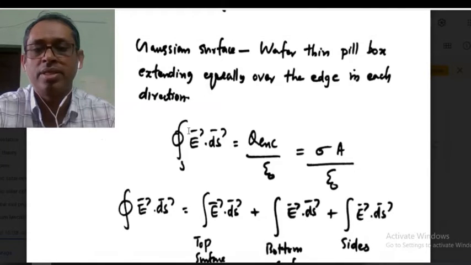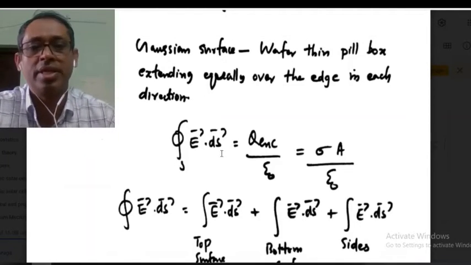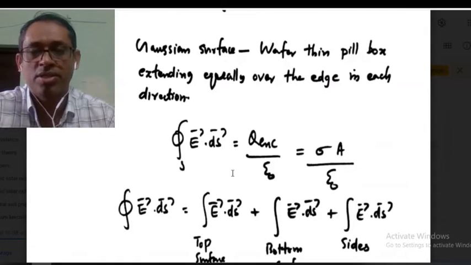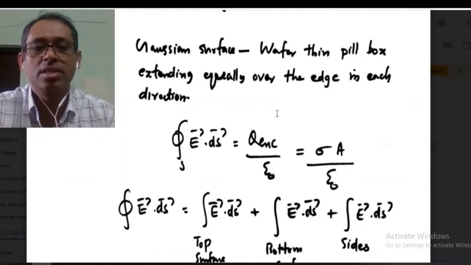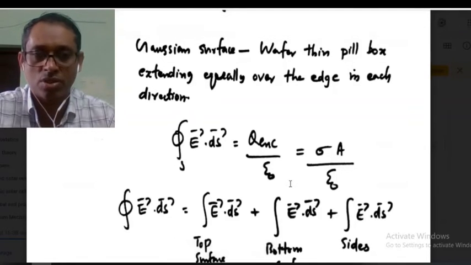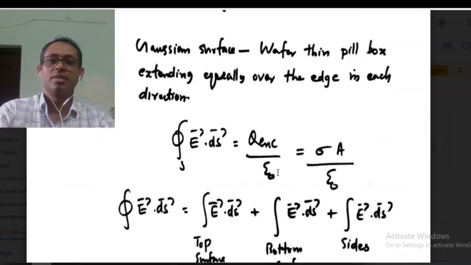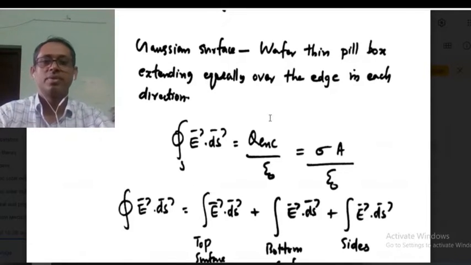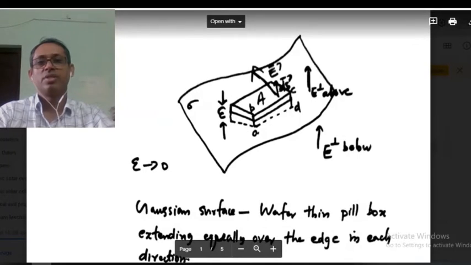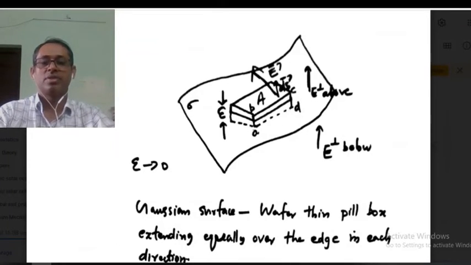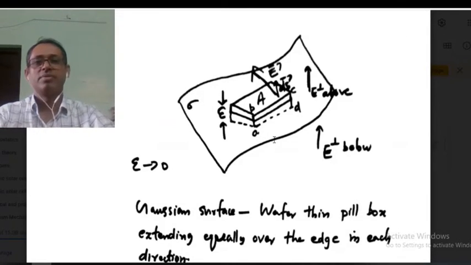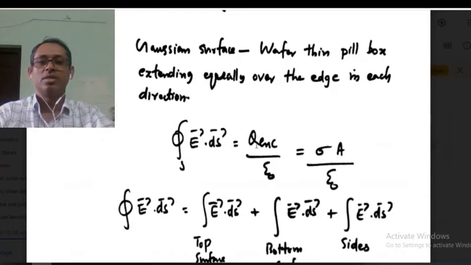Gauss's law we know: integral over the surface of E dot ds is the total flux passing through a closed surface, and that is equal to Q enclosed by epsilon 0, where Q enclosed is the charge enclosed by the surface. We are considering a closed surface, that is the surface of this pillbox. So that is equal to the charge enclosed by the surface over epsilon 0.